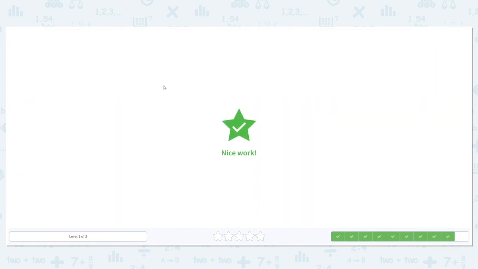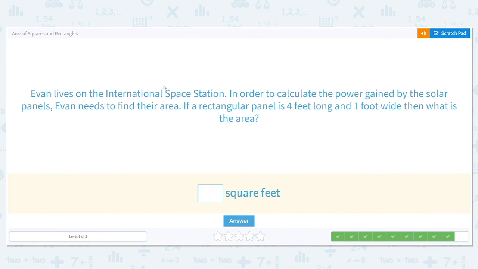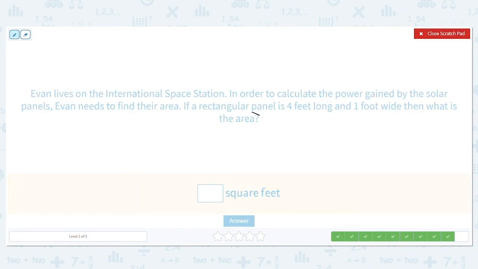Let's try one more. Evan lives on the International Space Station. In order to calculate the power gained by the solar panels, Evan needs to find their area. If a rectangular panel is 4 feet long and 1 foot wide, then what is the area? All right, again, we're finding area. It's what kind of panel? Rectangular.